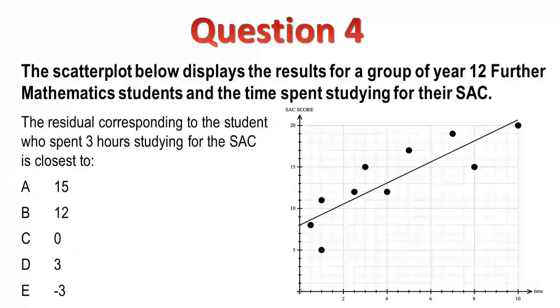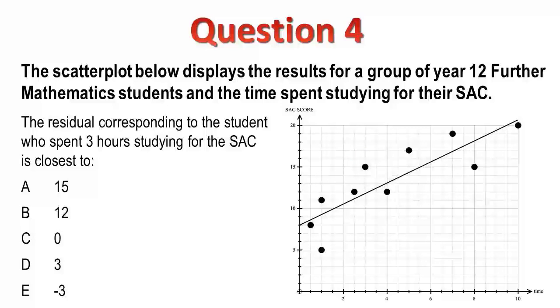Question 4. This time we're looking at a scatter plot. This scatter plot shows a relationship between the number of hours a student spent studying for their SAC and their corresponding SAC score. The question asks us to find the residual value corresponding to the student that spent 3 hours studying for their SAC.